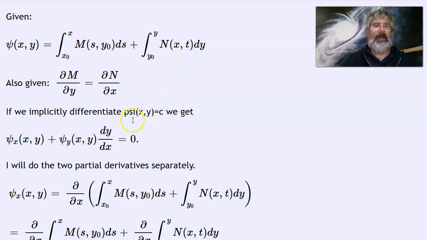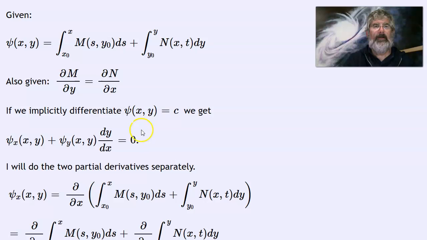We look at this psi of x, y equals a constant, and we want to implicitly differentiate to get this. The hope is that this will be M plus N dy/dx equals 0, which would show that this is indeed a solution to the differential equation given. This implicit differentiation is going to give us this. The question is, does this match what we started with, with an M here and an N there?